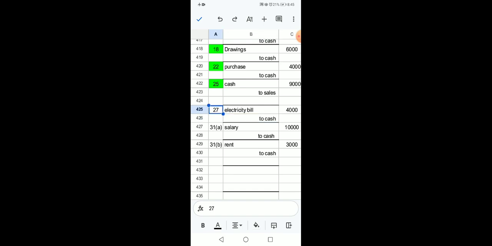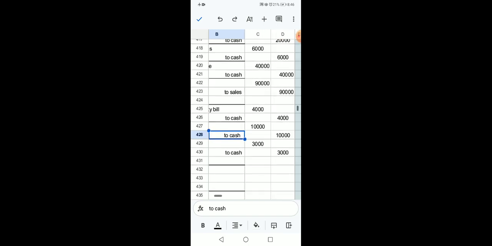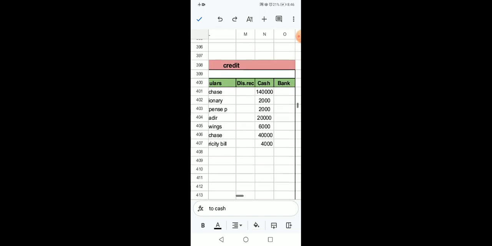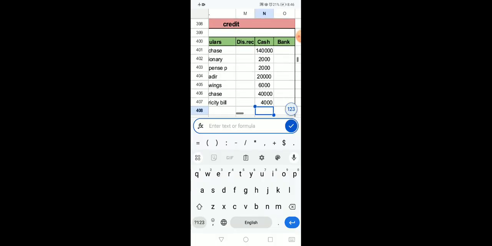Entry 27 is completed, mark it as done. Next entry is 31A, where there are two elements, but we are associated with only one element, that is cash, which is credited by 10,000. Go to the credit side of the cash and write 10,000 in the cash column of the credit side.